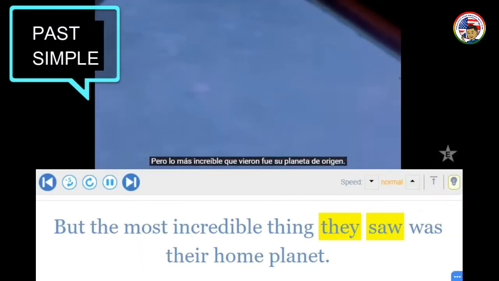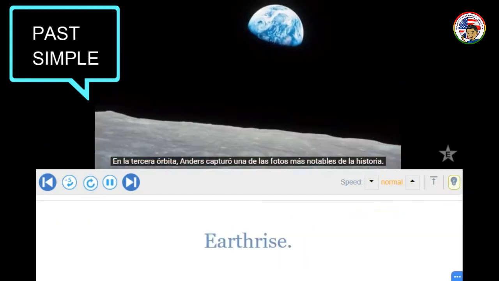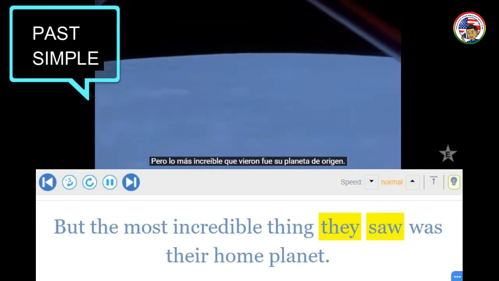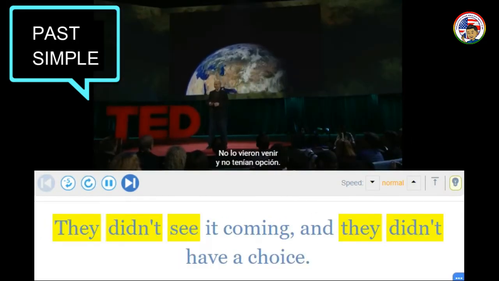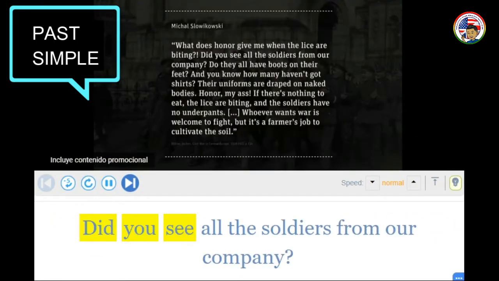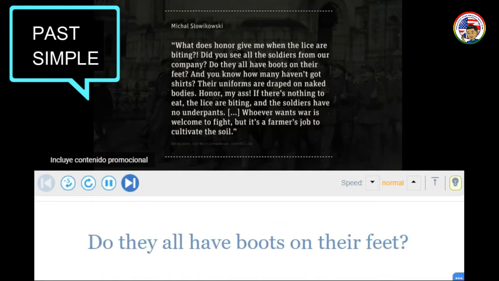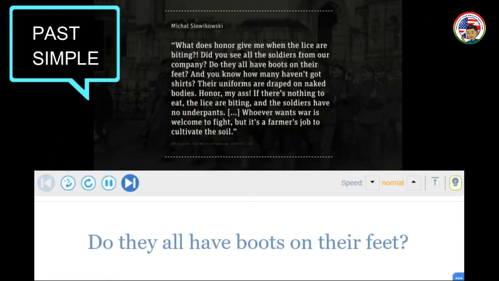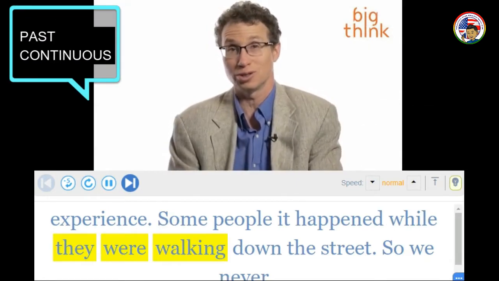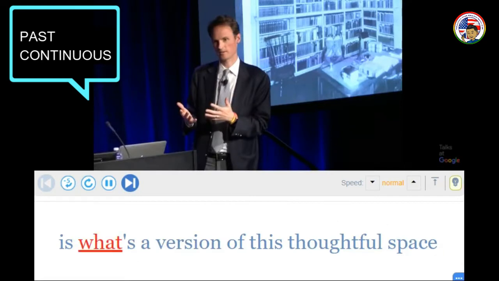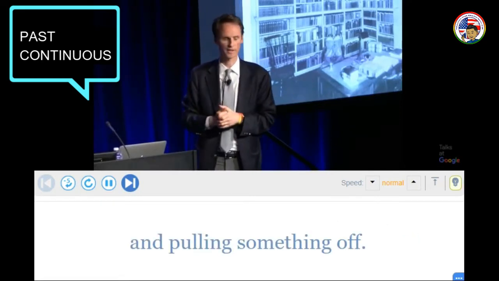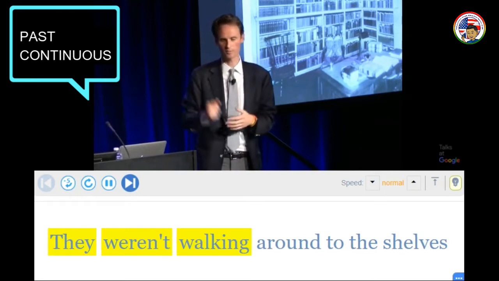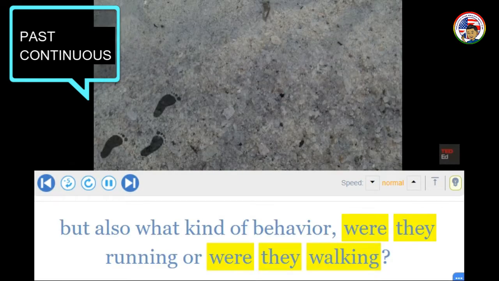Earthra, but the most incredible thing they saw was their home planet. Earthra, but the most incredible thing they saw was their home planet. And then they didn't see it coming, and they didn't have a choice. And then they didn't see it coming, and they didn't have a choice. And did you see all the soldiers from our company? Do they all have boots on their feet? And did you see all the soldiers from our company? Do they all have boots on their feet? Some people it happened while they were walking down the street. Some people it happened while they were walking down the street. Of this doing this, they weren't walking around to the shelves and pulling something up. Of this doing this, they weren't walking around to the shelves and pulling something up. But also, what kind of behavior? Were they running or were they walking? But also, what kind of behavior? Were they running or were they walking?